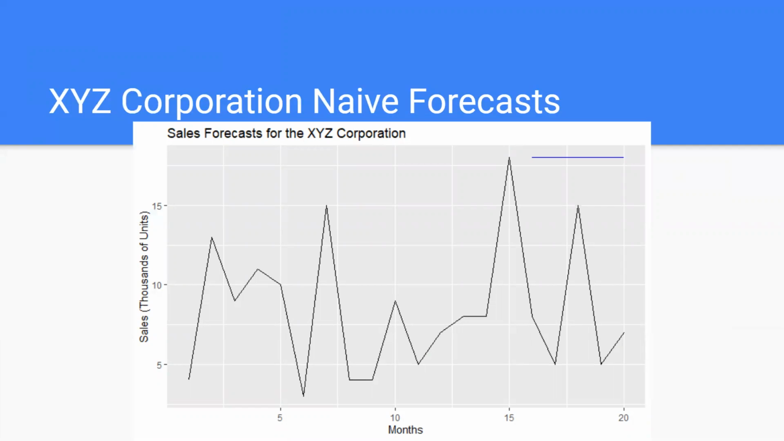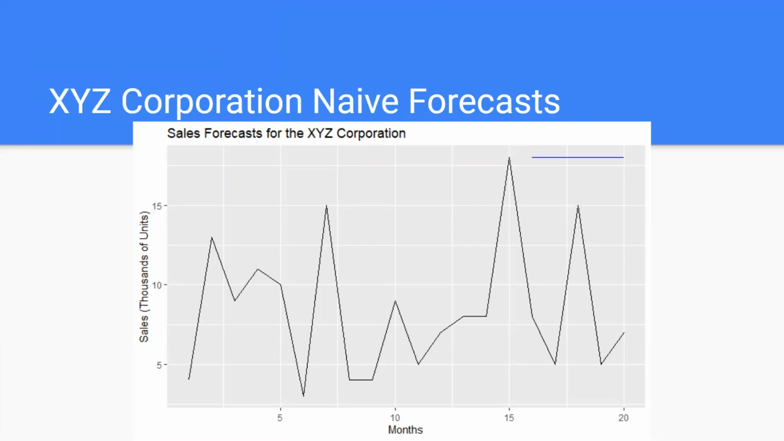As shown by the graph, the naive forecast suggests that the next 5 months will have sales equal to the value of sales in the 15th month, which was 18,000 units. The prediction intervals, which are not displayed on the graph, grow wider as the forecasted periods become farther and farther removed from the time frame of the dataset. Since these intervals include negative sales values, it is not worthwhile to interpret them, but their increasing width indicates that there is a relatively high level of uncertainty regarding the accuracy of some of these forecasts.